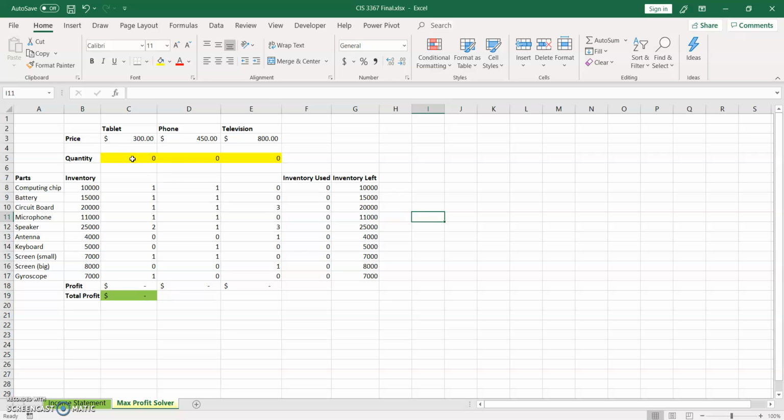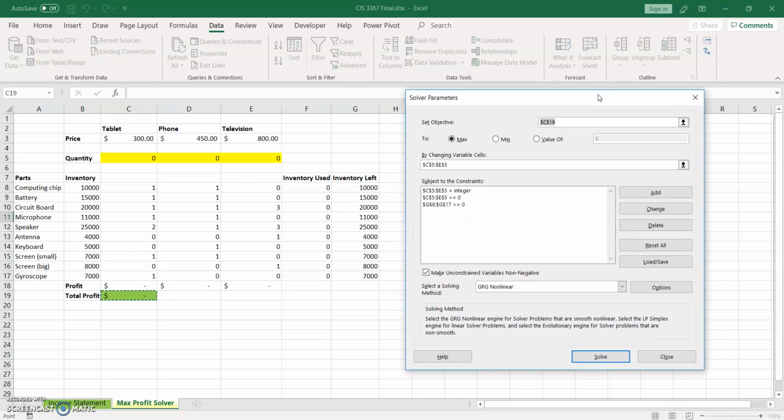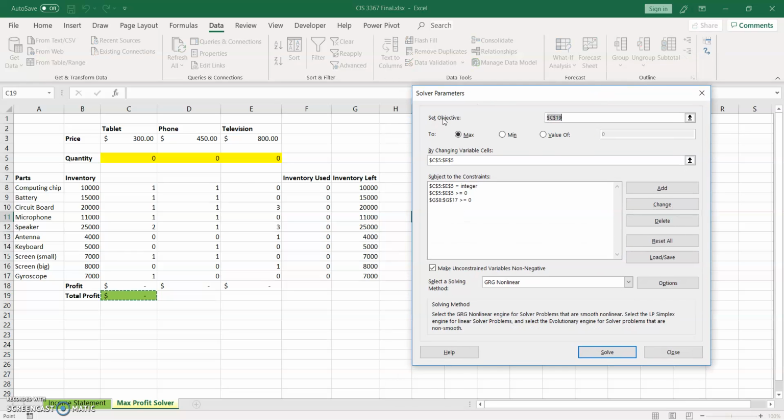So right now we have 0 quantity per product, but with Solver, when we hit the Data tab, we've got a Solver tab right here. Sometimes it's not in Excel, but it's easy to add. Just go to File, Options, and it's quite easy to have. But once we have our Solver, we've got it right here. So our set objective is what we're looking for, which is the total profit. And what we want is the max, to maximize, so we hit the little max button right here.